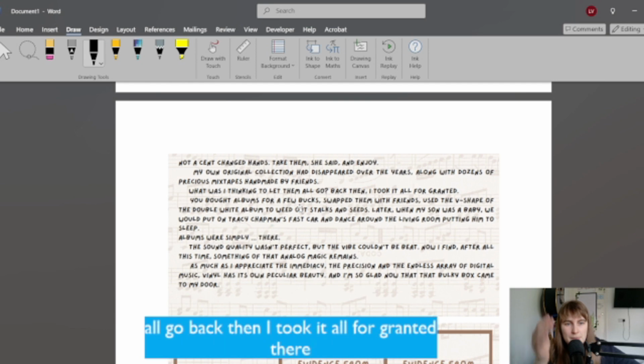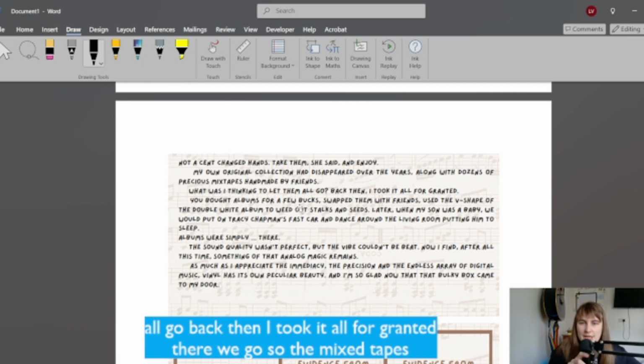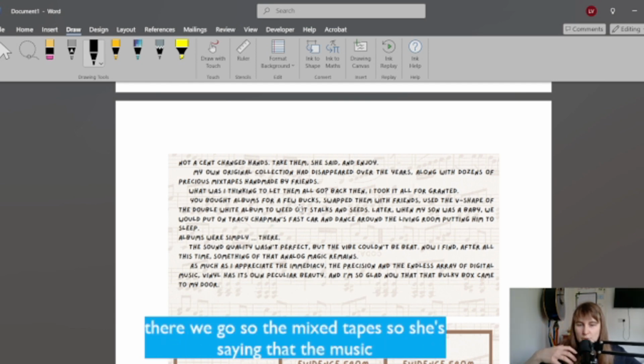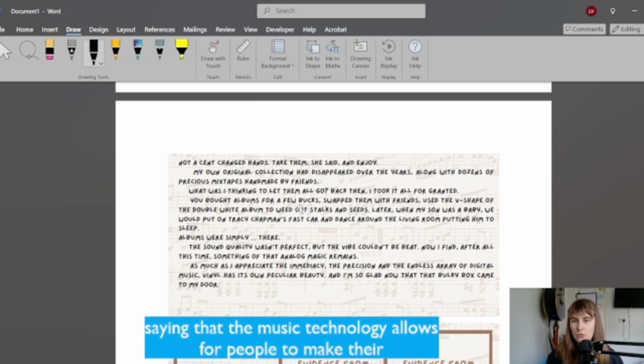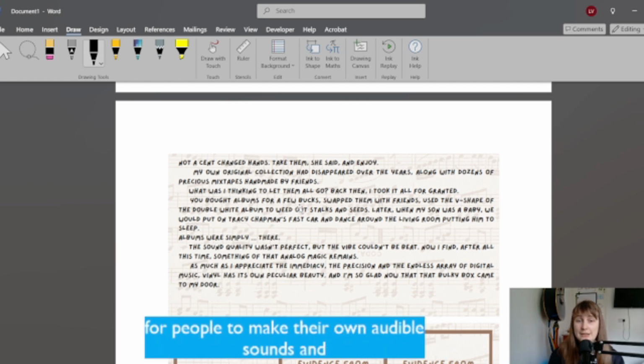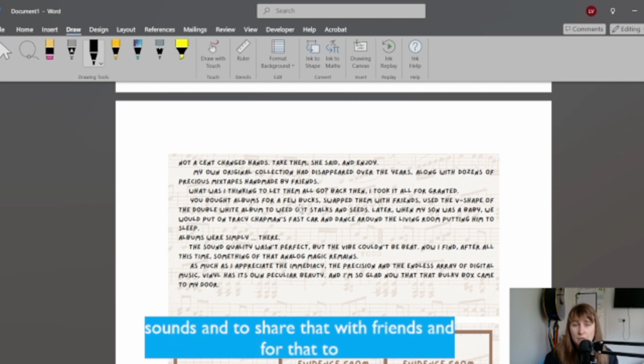There we go, so the mixtapes. So she's saying that the music technology allows for people to make their own audible sounds and to share that with friends and for that to have meaning for people.